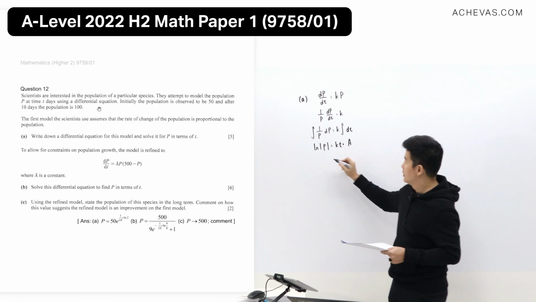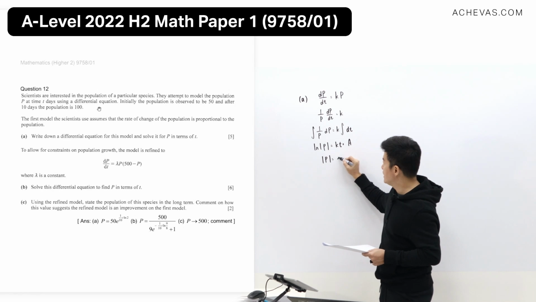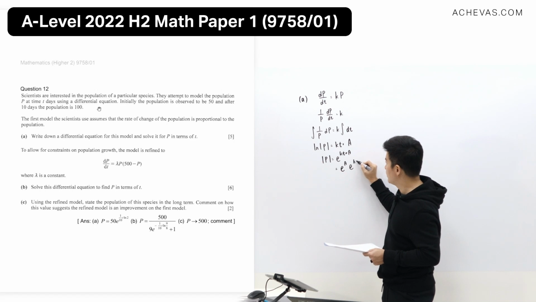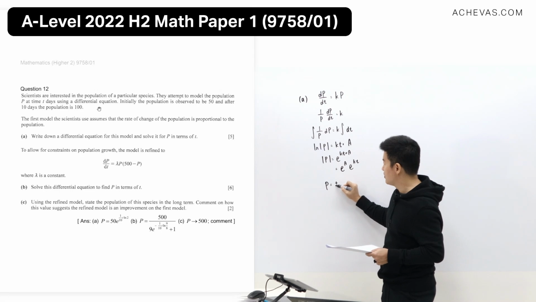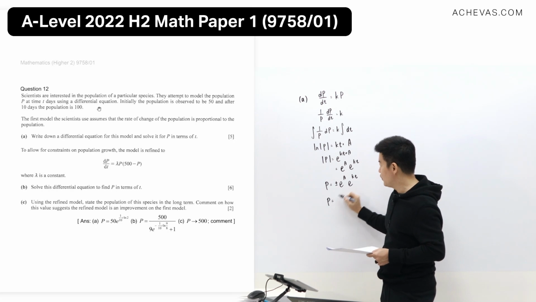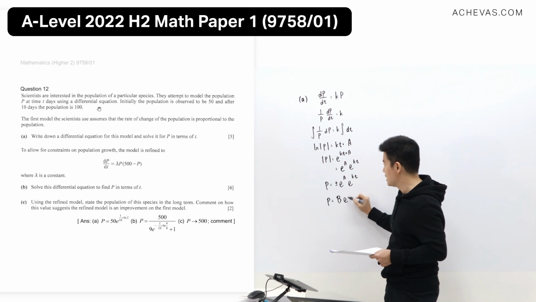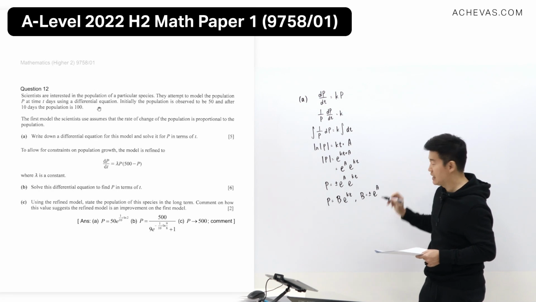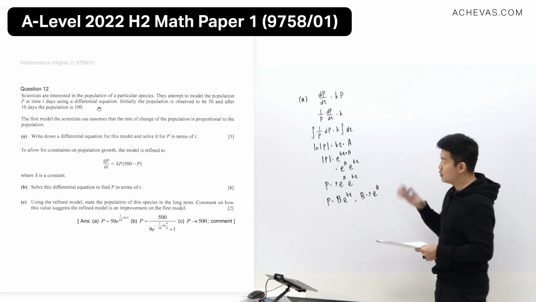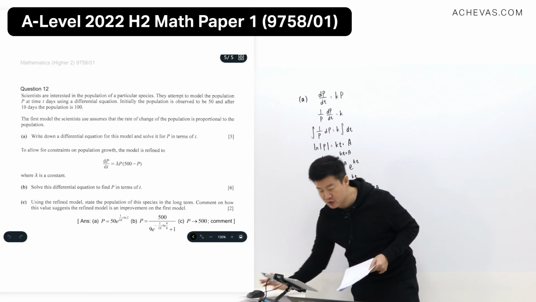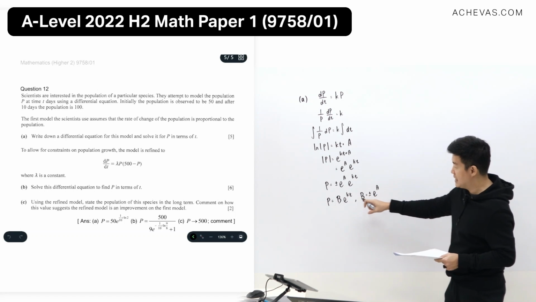So modulus of p is going to be e to the power of kt plus a, which I can also rewrite as e to the power of a, e to the power of kt, which means that p is going to be plus or minus e to the power of a, e to the power of kt, which I am going to rewrite as simply b e to the power of kt, where b here represents plus or minus e to the power of a. And we're going to make use of the information given to us by the question here to try to solve for the two unknowns b and k.